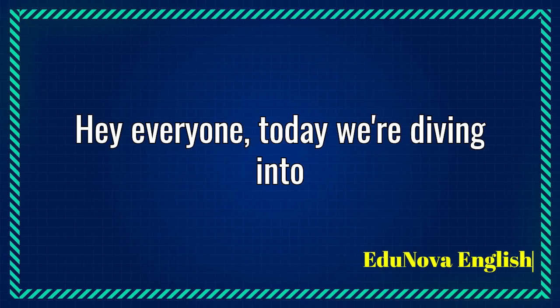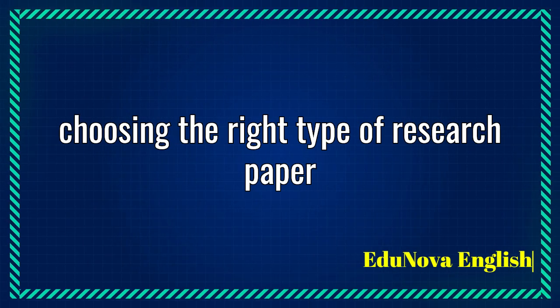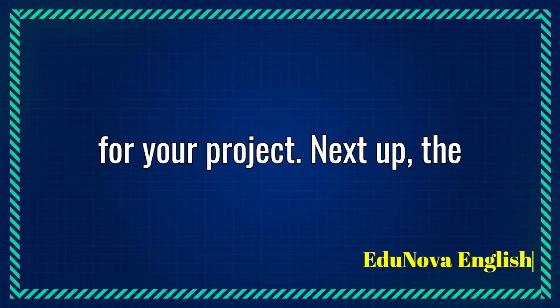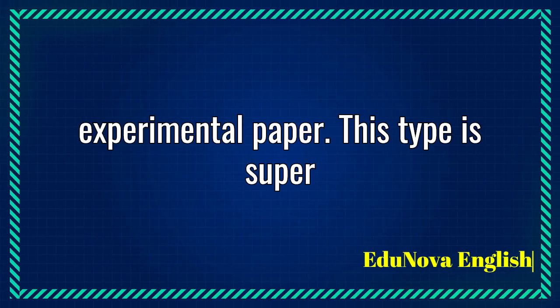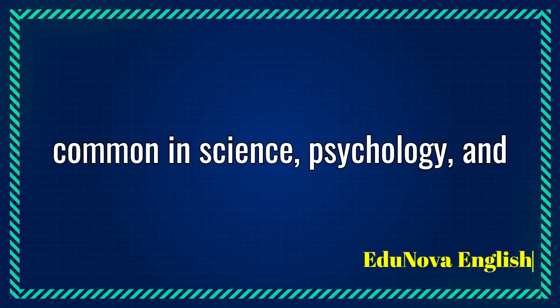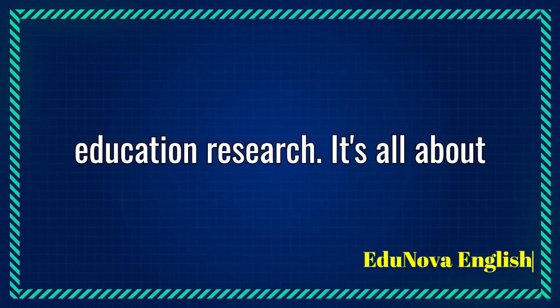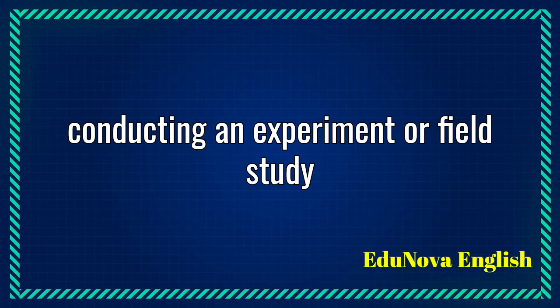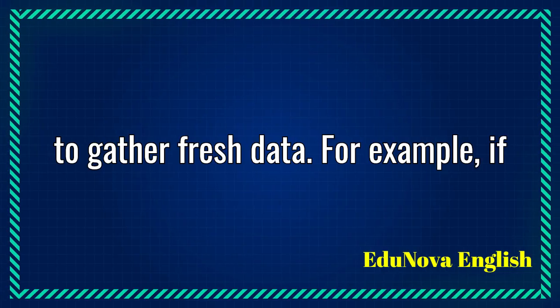Hey everyone! Today we're diving into choosing the right type of research paper for your project. Next up, the experimental paper. This type is super common in science, psychology, and education research. It's all about conducting an experiment or field study to gather fresh data.